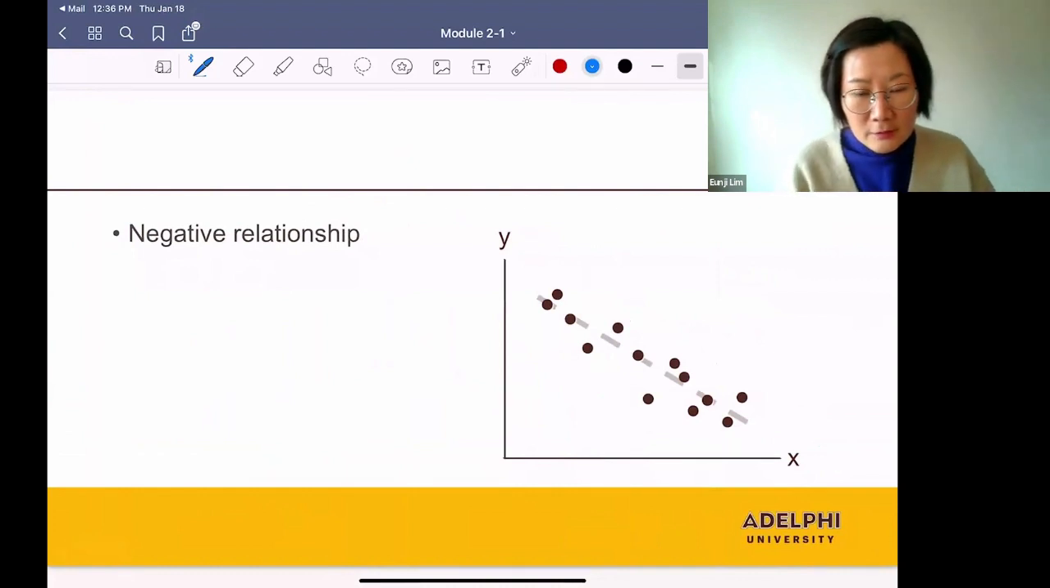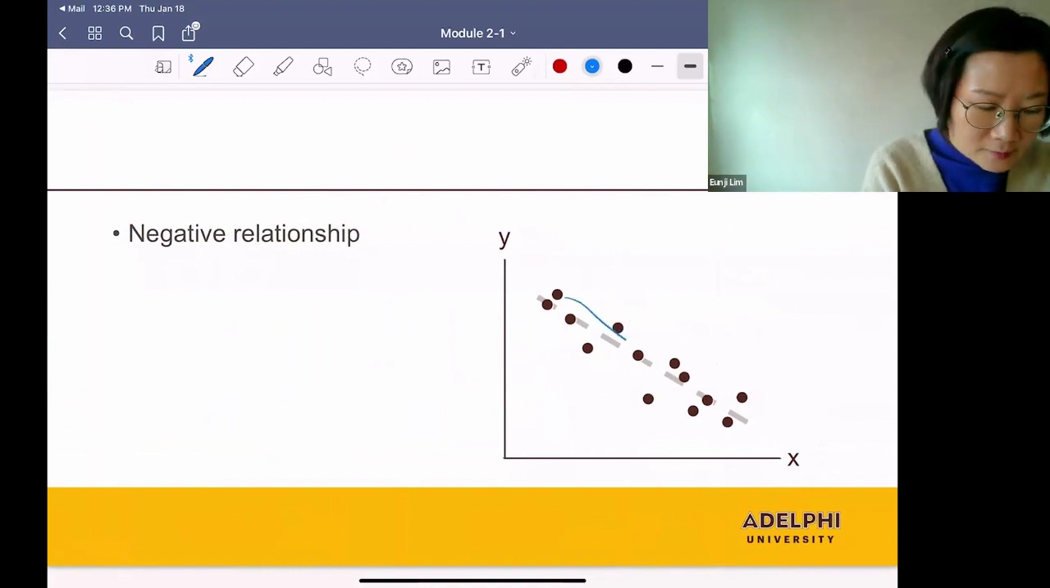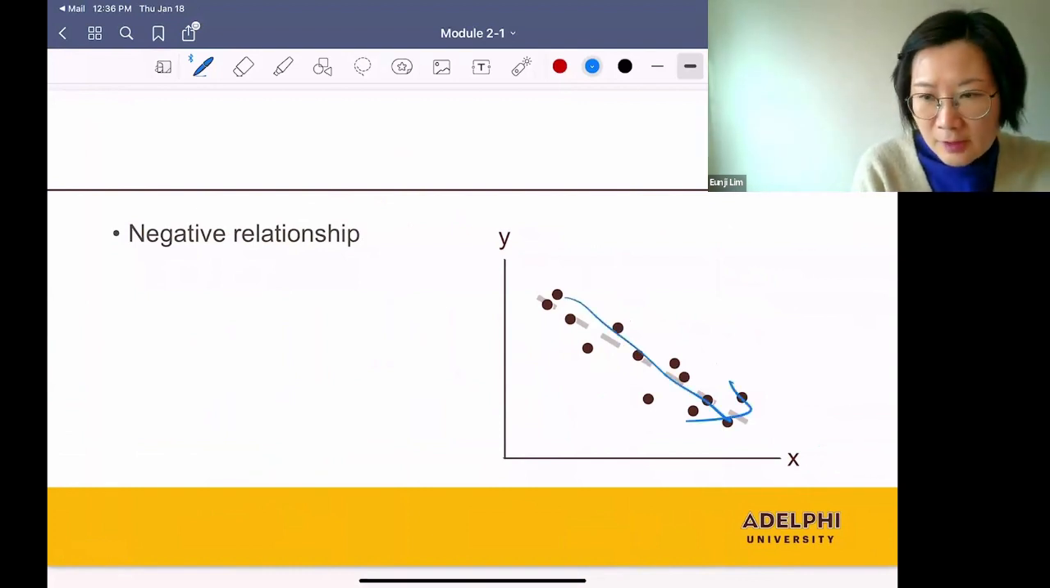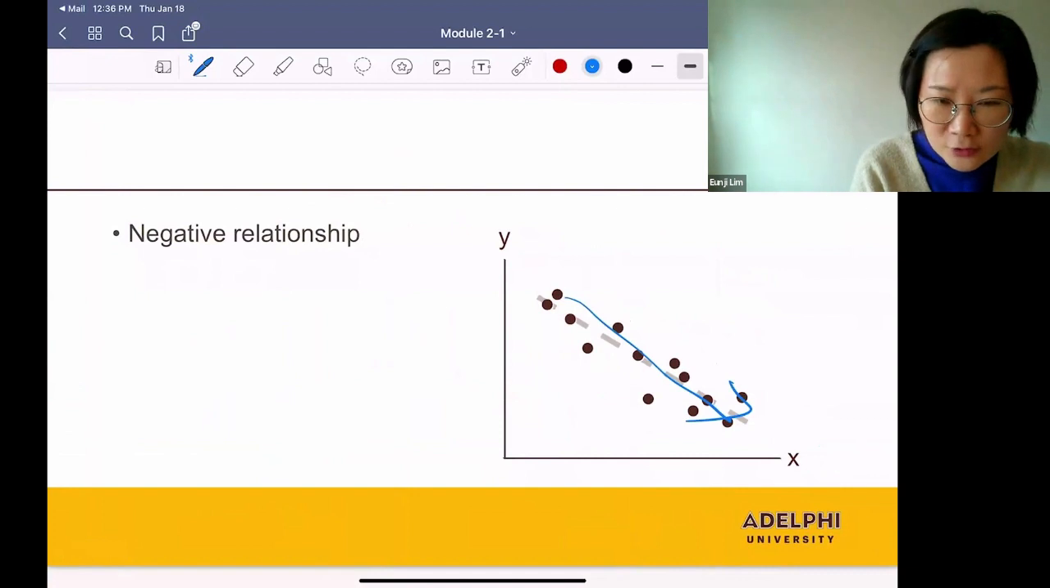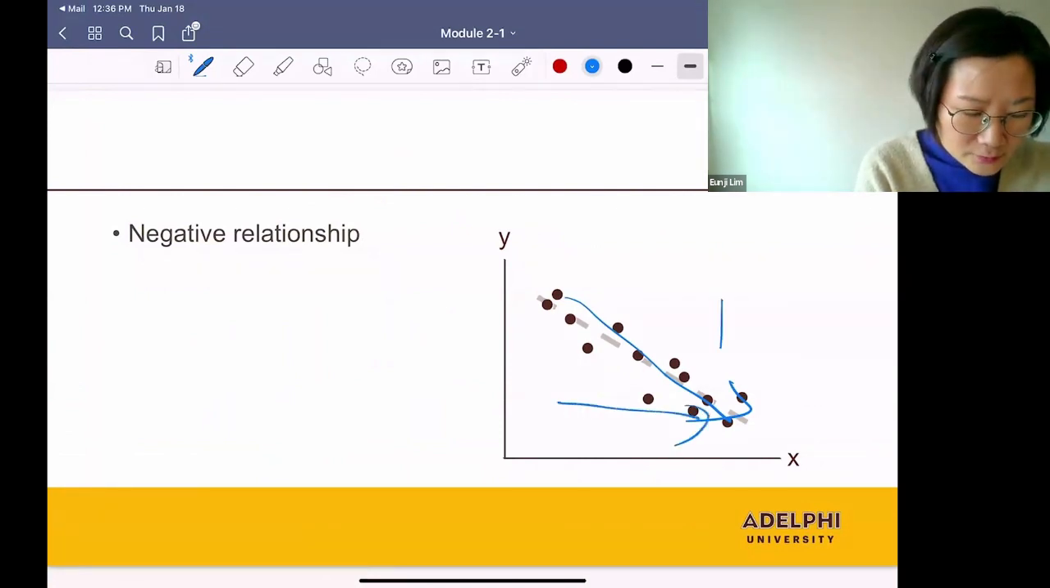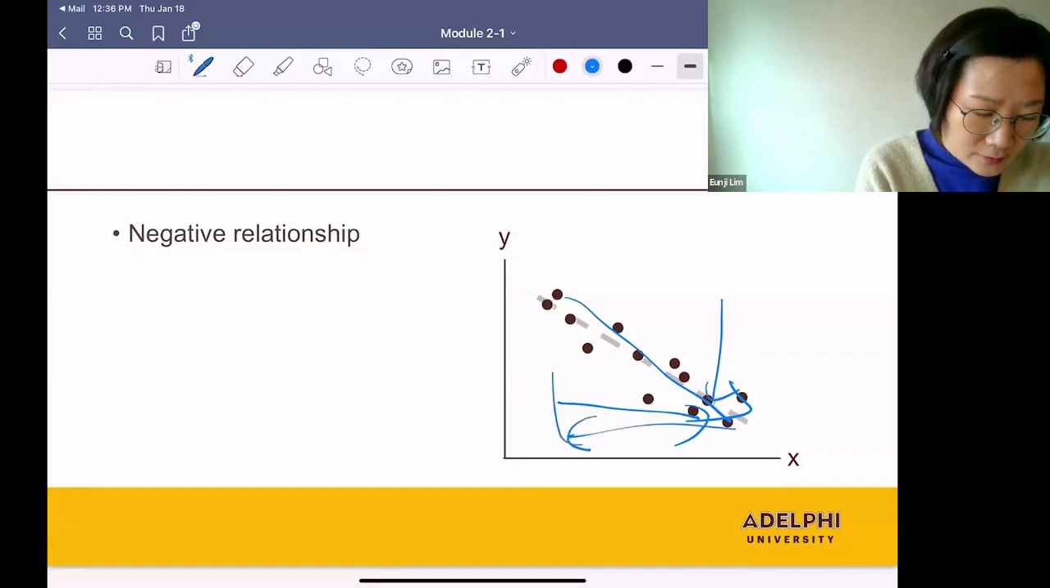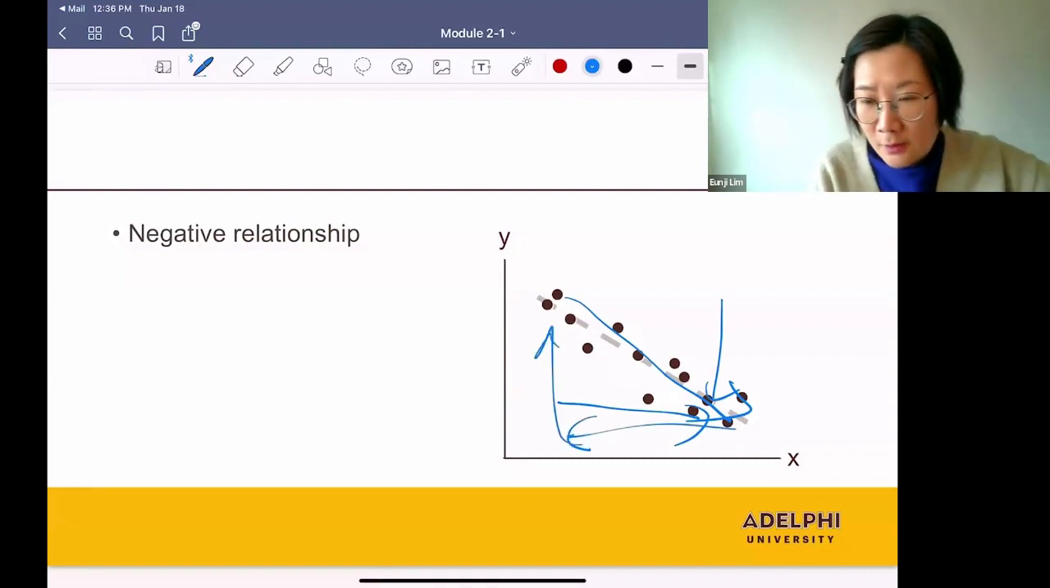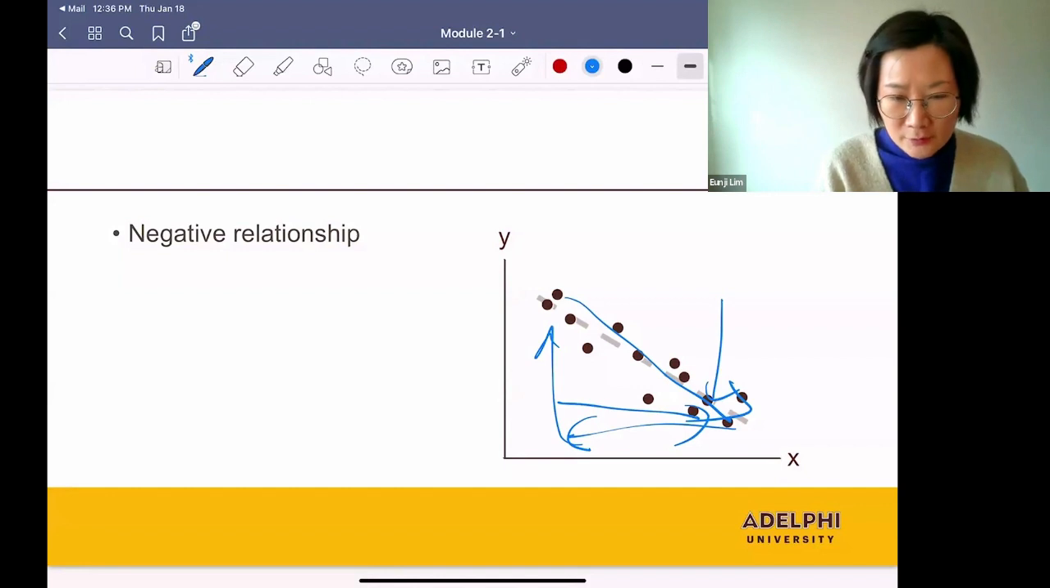Next, if your scatter diagram shows a trend that's going down like this, then there is a negative relationship between X and Y. If one goes up, the other goes down. If one goes down, the other goes up. They move in the opposite direction.